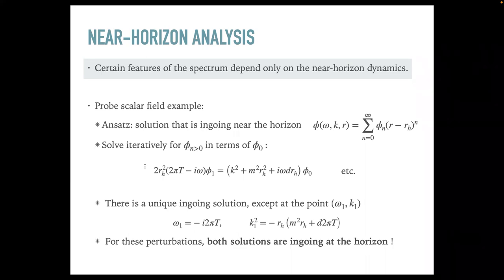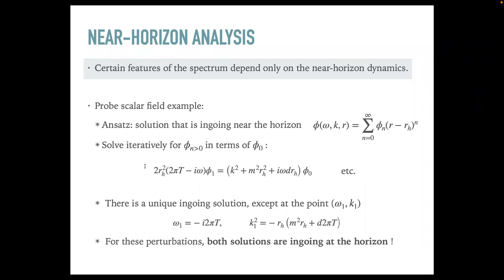What I'm going to do is first of all make an ansatz of looking for a solution which is ingoing at the horizon. So let's try and construct near the horizon a solution which is ingoing. After Fourier transforming my field, I'm going to make some ansatz of a Taylor series expansion near the horizon, substitute this into my equation of motion, and then expand that equation of motion near the horizon.